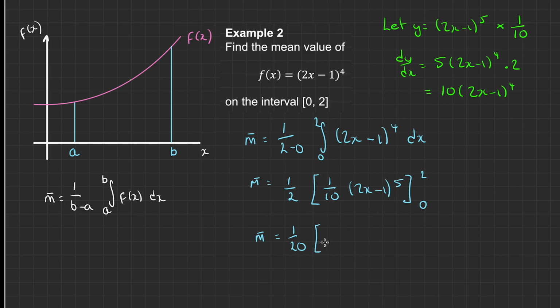Now substitute in our limits, so we get 2 times 2 is 4. 4 minus 1 is 3. So 3 to the 5 minus, and when we substitute in 0, we get 0 take away 1. So negative 1 to the 5 is negative 1. So this becomes a plus 1. And 3 to the 5 plus 1 is 244. So m hat, or the average, will be 244 divided by 20, which is 12.2. So this is our average value for this function within the range of 0 to 2.